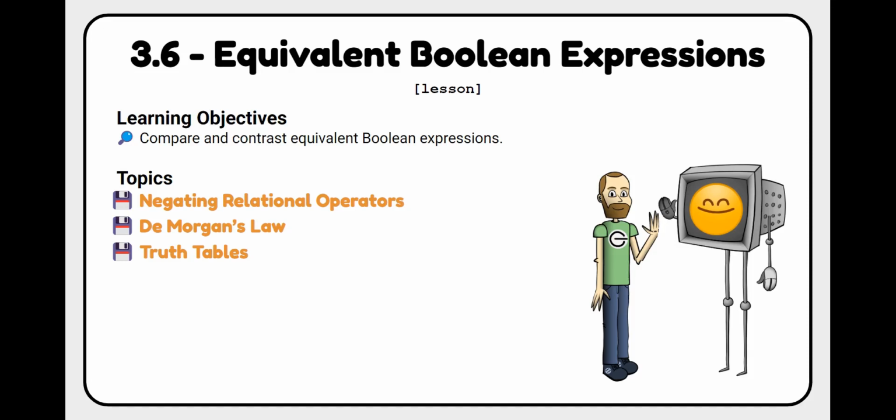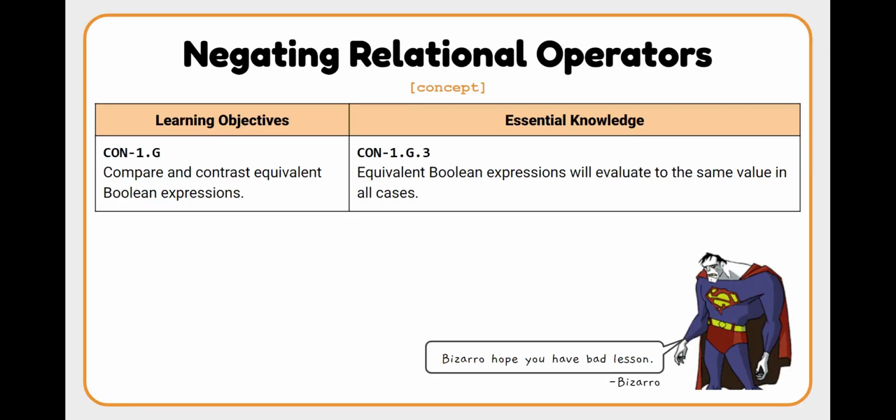Hopefully, we all made it through 3.5 unscathed. Let's wrap it up with 3.6 equivalent Boolean expressions. Our first topic, negating relational operators. Our learning objective, we want to compare and contrast equivalent Boolean expressions.